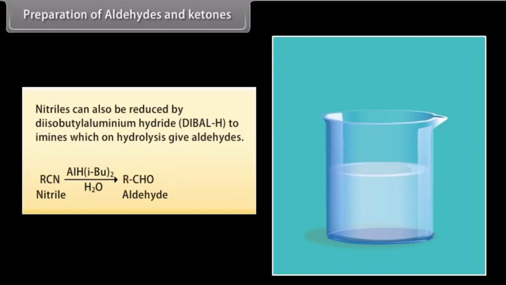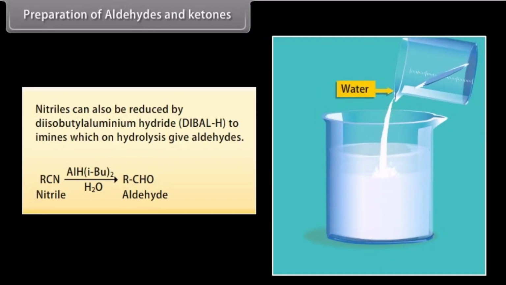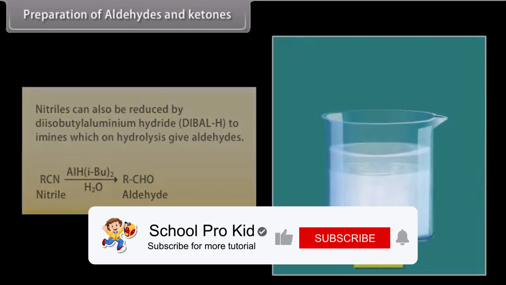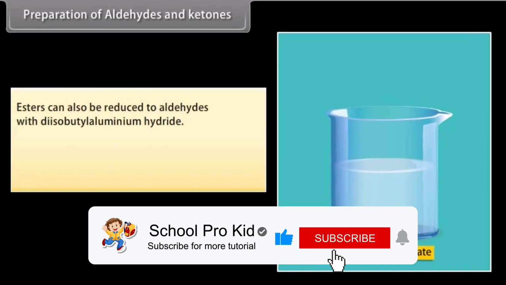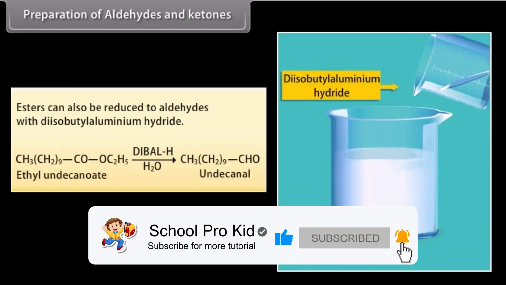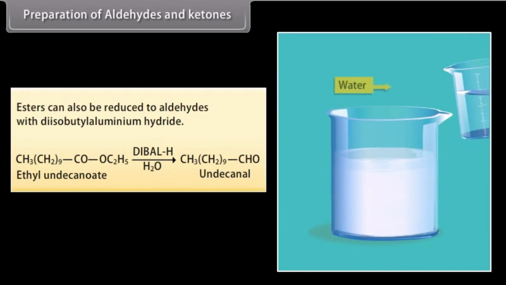Nitriles can also be reduced by diisobutyl aluminium hydride to imine, which on hydrolysis give aldehydes. Esters can also be reduced to aldehydes with diisobutyl aluminium hydride.